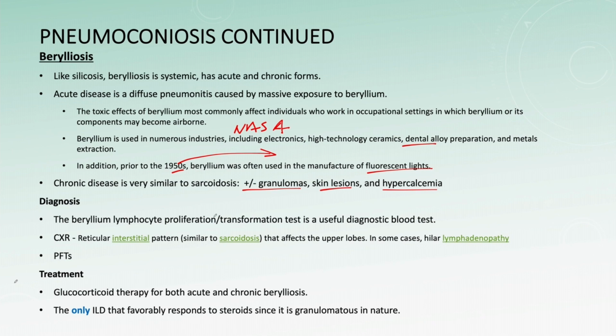Let's see, what else can we see here? All right, they do have this beryllium lymphocyte proliferation test, which helps diagnose. In this one, you tend to see it affect the upper lobes, okay? And sometimes they might have hilar adenopathy. PFTs are going to show a restrictive pattern. And the good thing about having Berylliosis is that glucocorticoid therapy does help, okay? And that's good. It's one of the few ILDs besides sarcoidosis that responds to steroids, and that makes sense because it's also granulomatous.